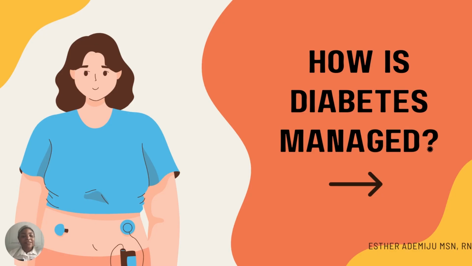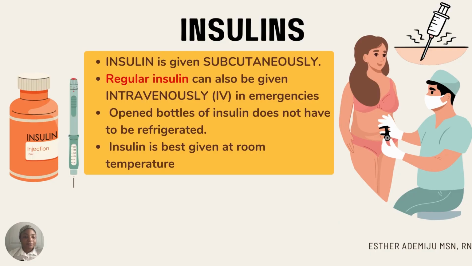So how do we manage the disease process? The first one, of course, is insulin, especially for your type 1 patient. We give insulin. Insulin in the past used to be gotten from the pancreas of cows and pigs and given to humans, but that was previously. We don't really do that anymore. Now insulin is made in the lab synthetically.